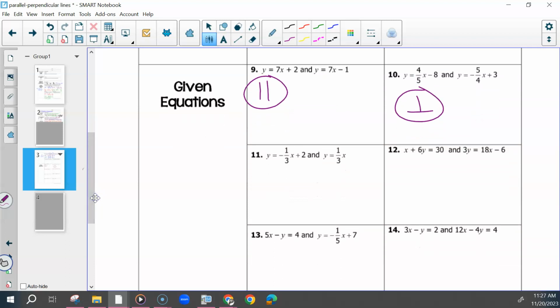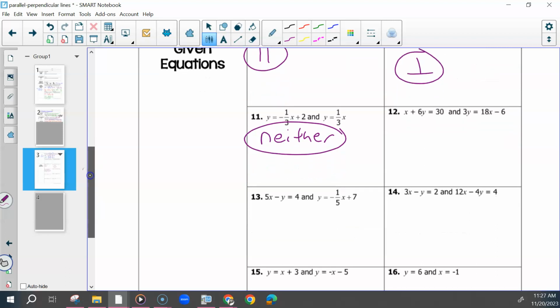Alright, so like 11, those would be neither. Because they have the same numbers, but one is negative, so it's not parallel. One is negative, one is positive, but one isn't flipped, so it can't be perpendicular, so this one is neither. Does it matter? I just say both.